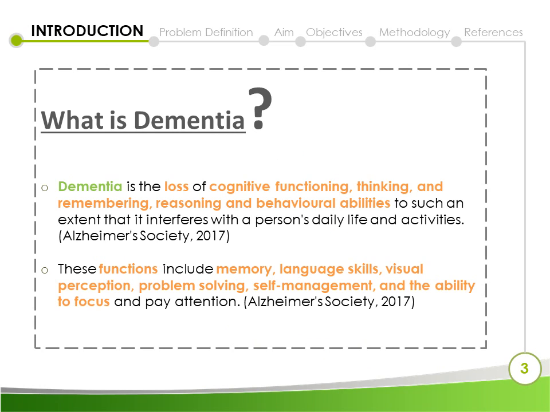Before moving to how biophilia is connected to elderly living care for dementia, first I would like to explain what dementia is. Dementia is the loss of cognitive functioning, thinking and remembering, reasoning and behavioral abilities to such an extent that it interferes with a person's daily life and activities. These functions also include memory, language skills, visual perception, problem solving, self-management, and the ability to focus and pay attention. This is all according to the Alzheimer's Society in 2017.